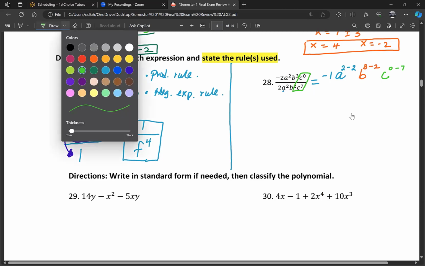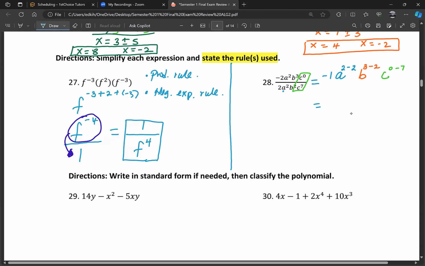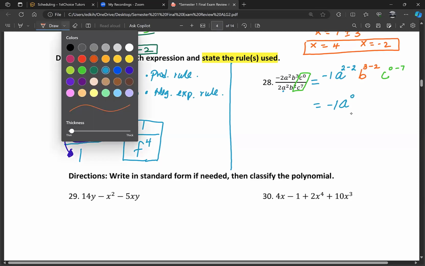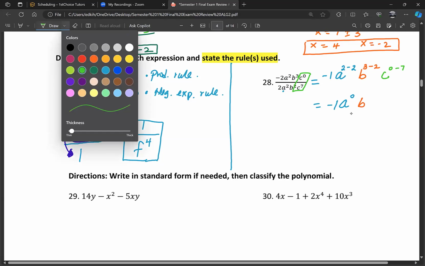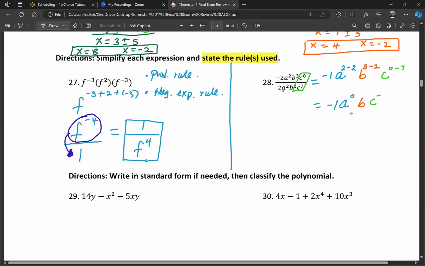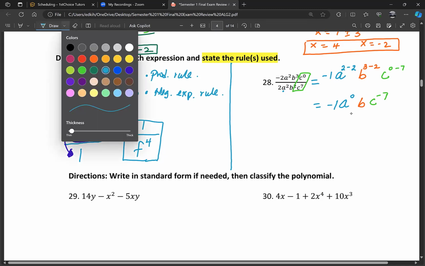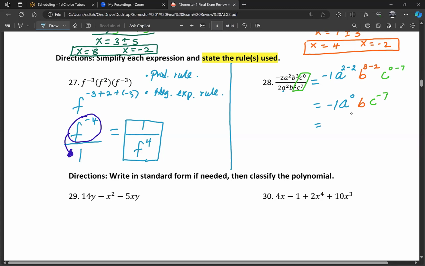And now let's simplify this entire thing. We have a negative 1 still. A to the 2 minus 2, that's going to be a to the power of 0. And then b to the first, because 3 minus 2 is 1. And then c to the negative 7. I'm taking a longer route, y'all. So if you're able to do this in fewer steps, that's great. I'm only showing every step because I know I might lose a few of you guys.